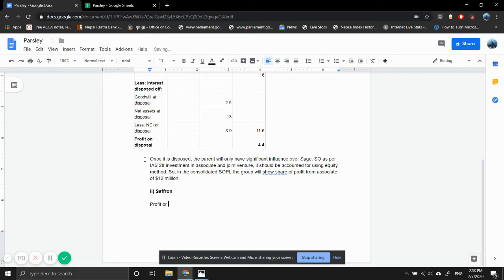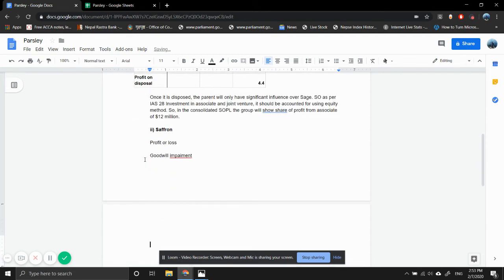First of all, profit or loss adjustment, and then goodwill and foreign exchange, right? Goodwill impairment, and then the other issue that we need to talk about is foreign exchange, right? So let's talk about profit or loss.